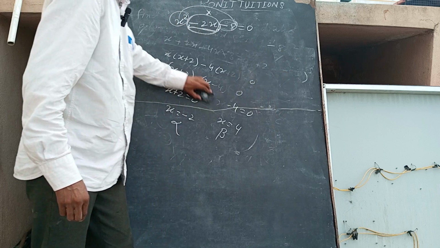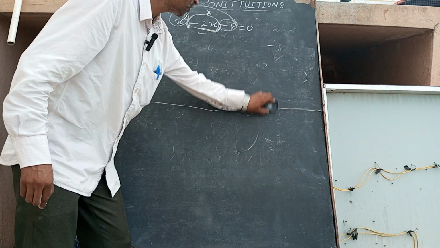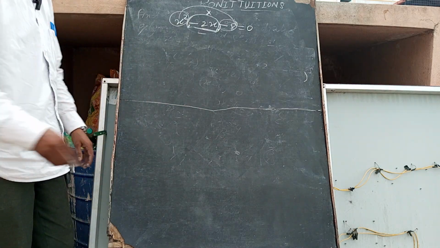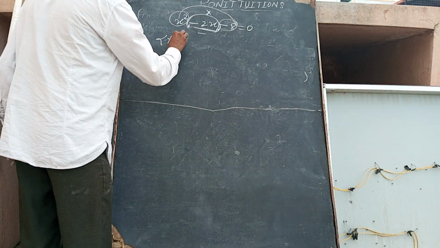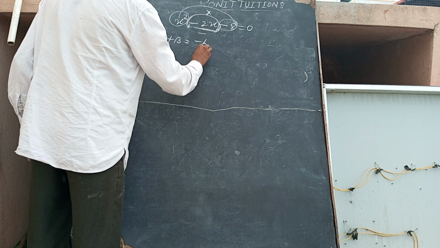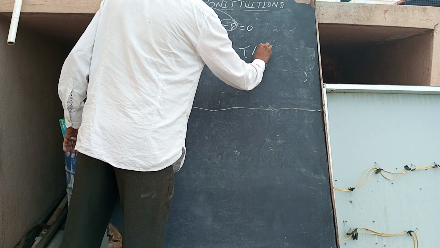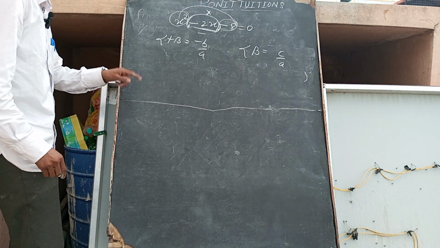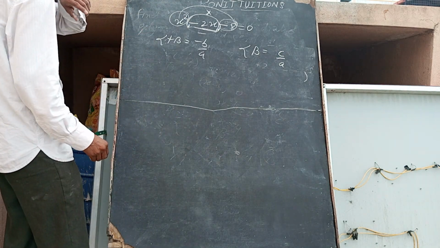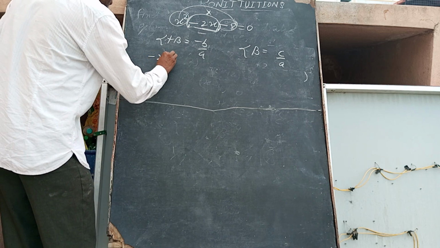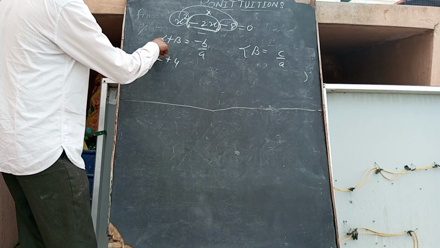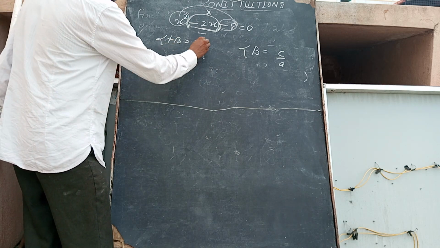Now we are going to find the relationship between these numbers. We have alpha plus beta is equal to minus b by a, and alpha beta is equal to c by a. First of all, what did we get for alpha? Alpha we got minus 2, and beta we got 4. So minus 2 plus 4, alpha plus beta, is equal to minus b.